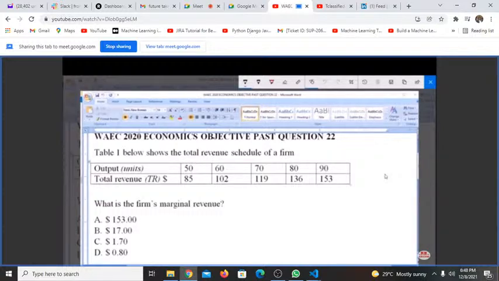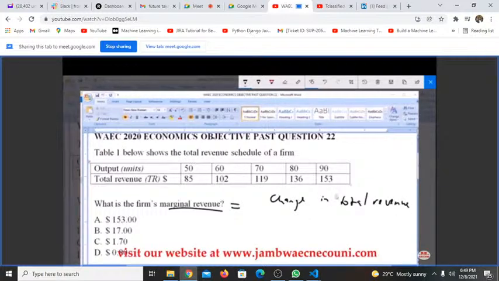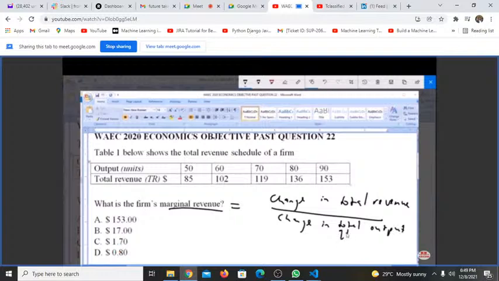So you have this table 1, which shows the total revenue schedule of a firm with two parts, output and total revenue. Now the question is, what is the firm's marginal revenue? A, $153, B, $17, C, $1.70, D, $0.80. Now marginal revenue is what you are calculating, and marginal revenue is equal to the change in total revenue divided by change in total output quantity.